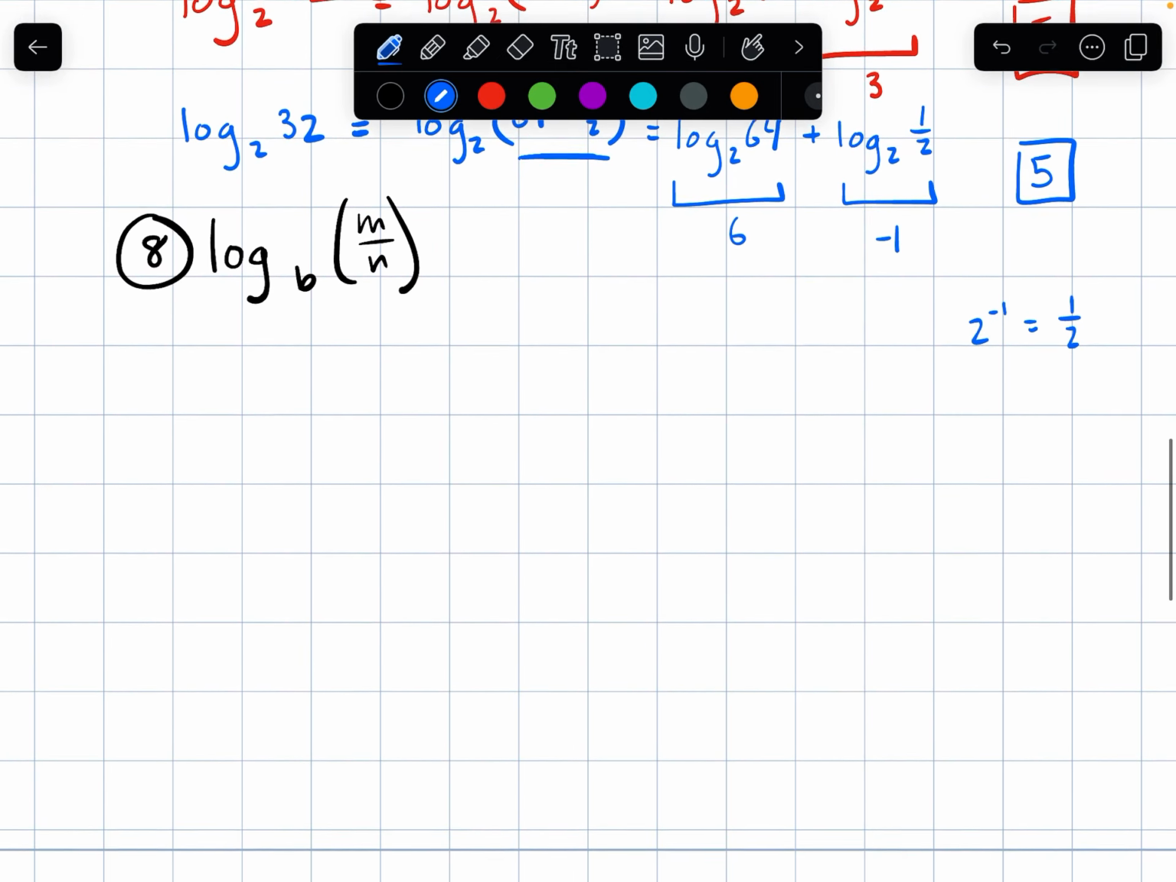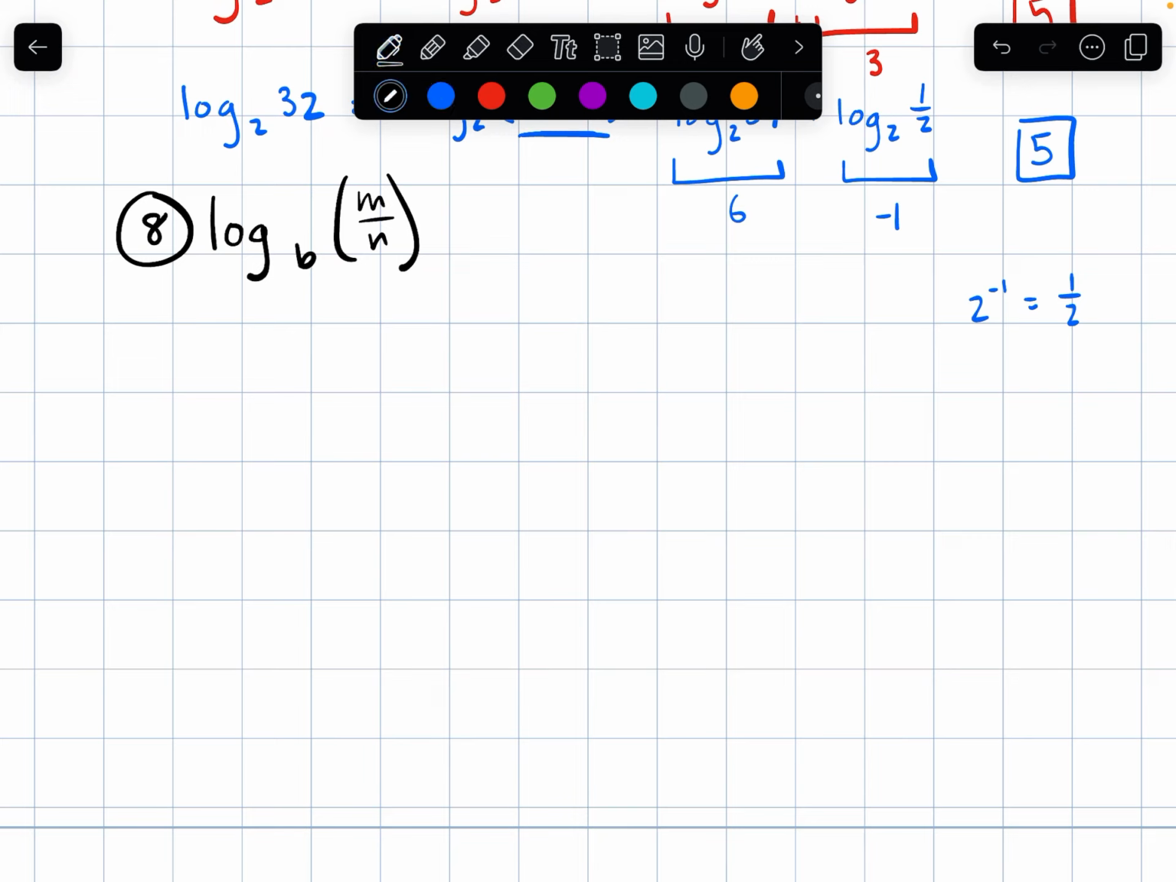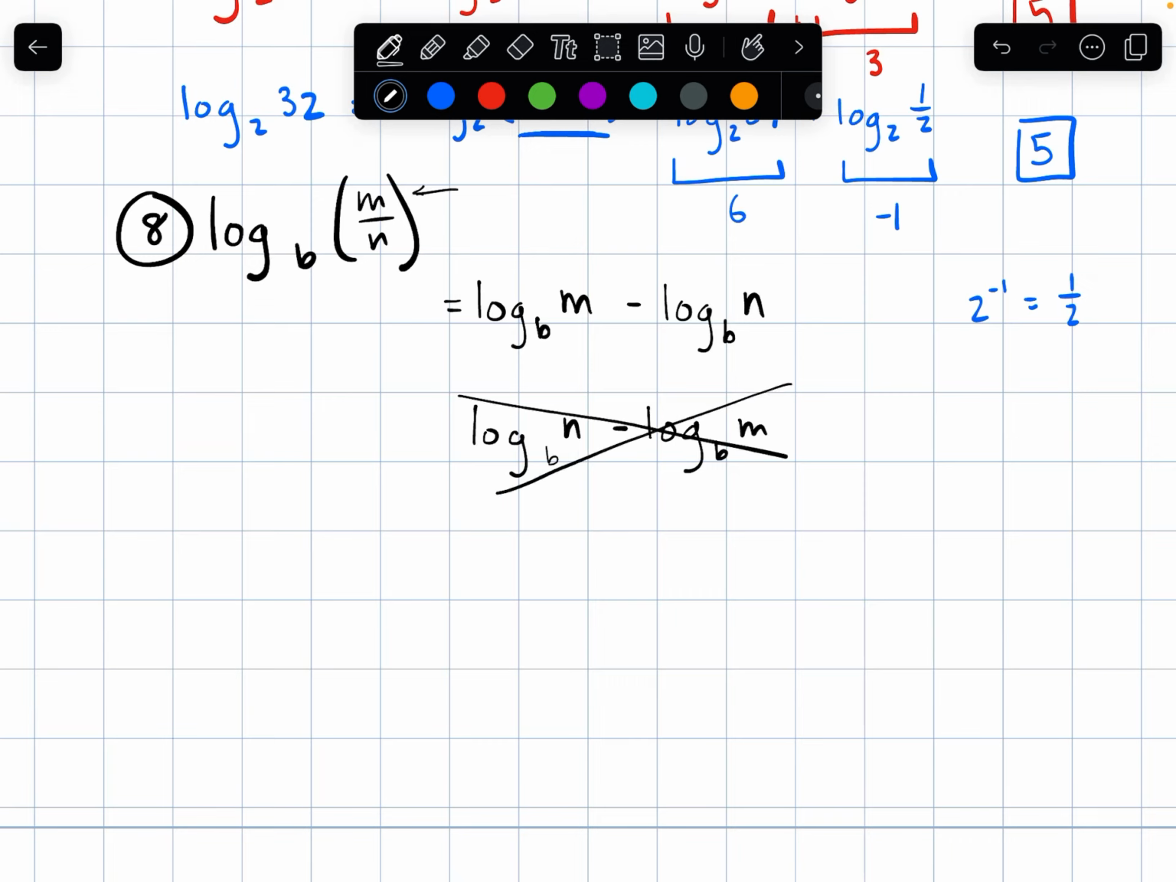All right, you might be able to guess that with division, we're going to use subtraction. So this is really the same thing as log base b of m, it has to be the numerator first, minus log base b of n. All right, if you had log base b of n minus log base b of m, that would be incorrect. All right, the m has to come first, and then the n has to come second, all right? And then you're subtracting these two values.